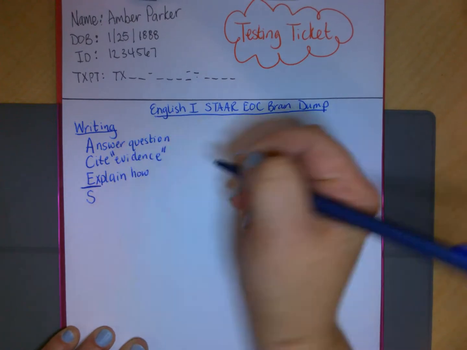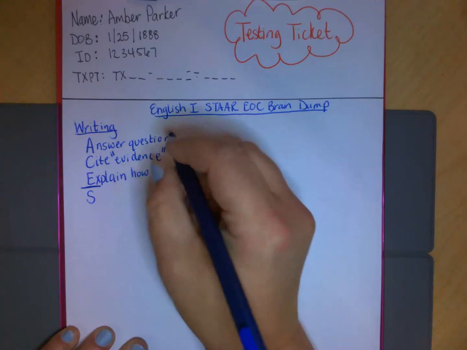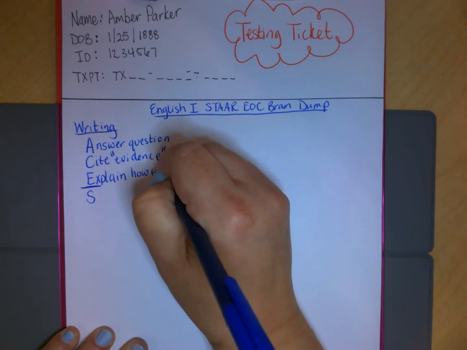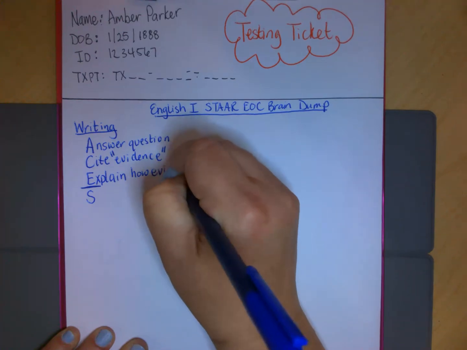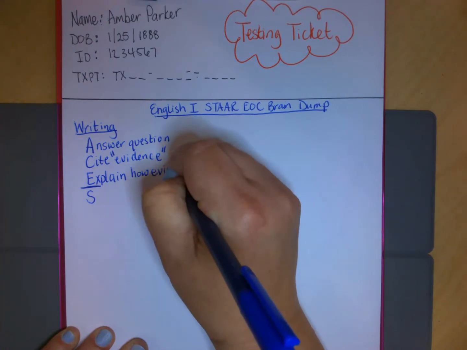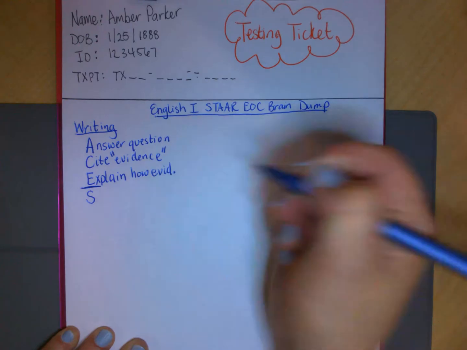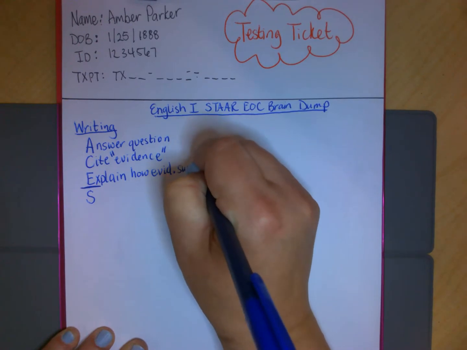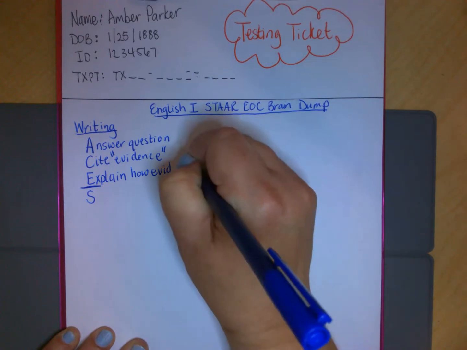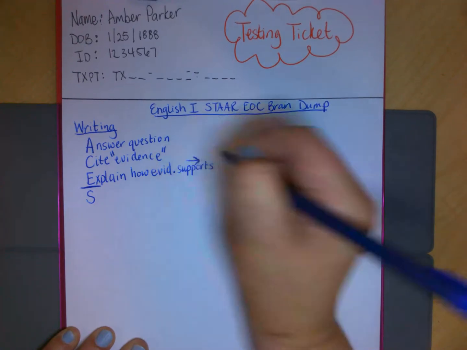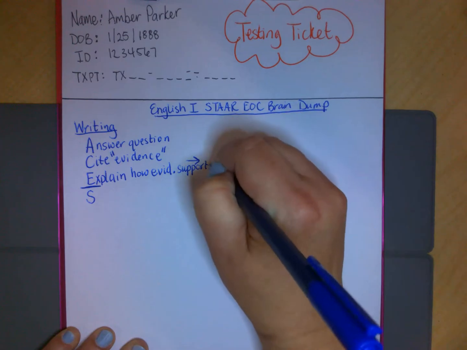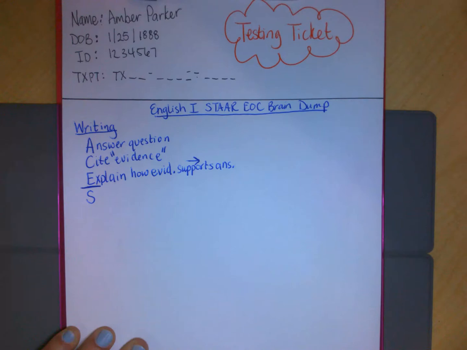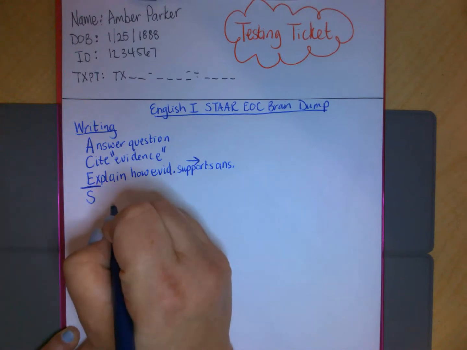So I'm going to explain how, and I'm going to use some abbreviations here. Evidence, and I can abbreviate that, supports, or I could even just draw an arrow, as in leads to answer. And I'm just going to put ANS for answer. I don't need to write everything out.